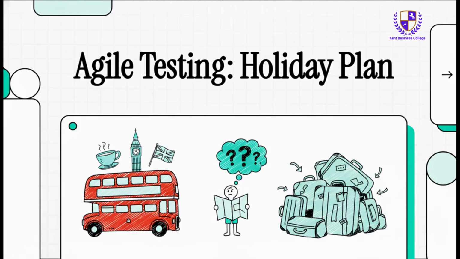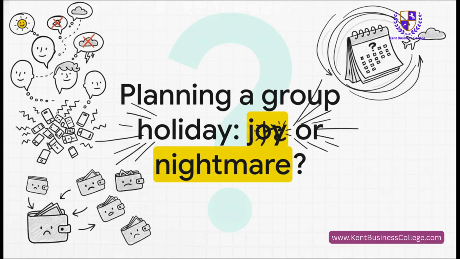Today, we're going to dive into Agile testing. But forget the dry textbooks and boring diagrams. We're going to explain it using something very, very British and, let's be honest, often a complete and utter disaster: planning a group holiday. Seriously, have a think. That time you and your mates decided to plan a week away, does that memory fill you with a warm, fuzzy glow, or does it bring you out in a cold sweat?